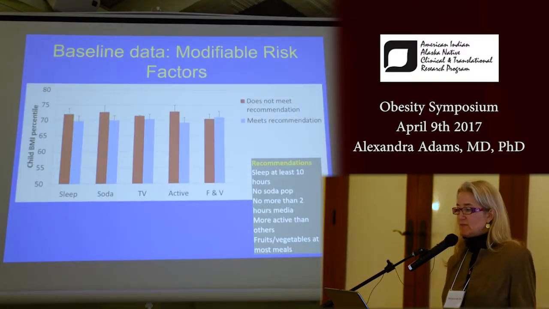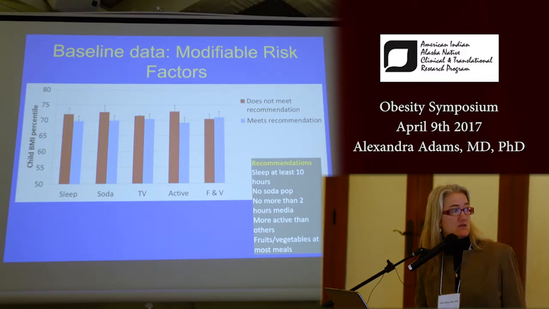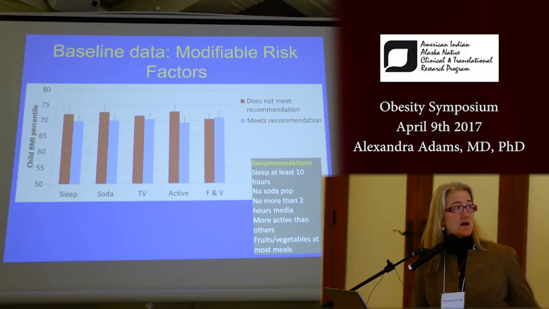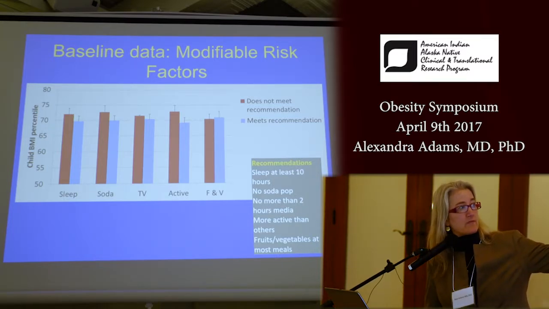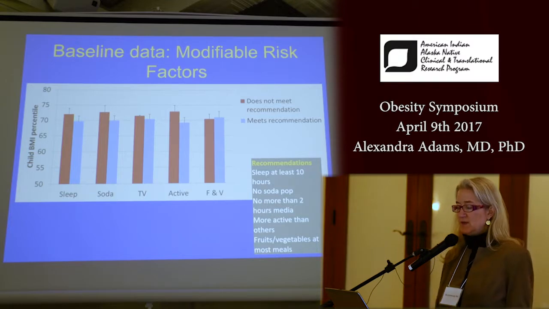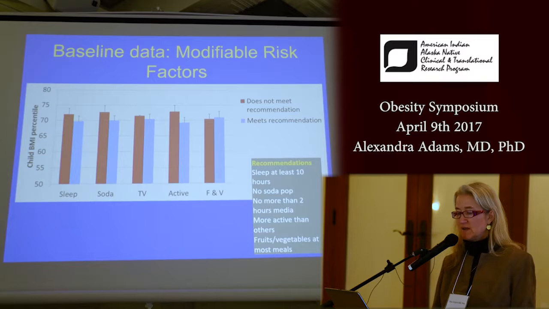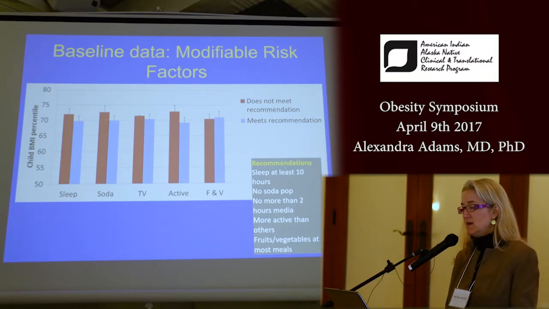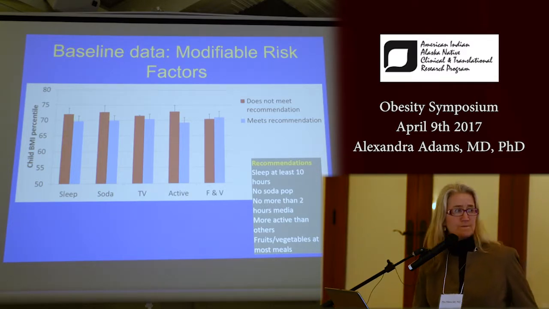So looking at some of the non-modifiable risk factors at baseline, just to show you some of these, and some of these are modifiable, I'm sorry. You can see that for sleep, the children who did not meet recommendations in most cases had worse modifiable risk factors: less sleep, more soda drinking, more TV, less active, etc., except that fruit and vegetable consumption was about equal.